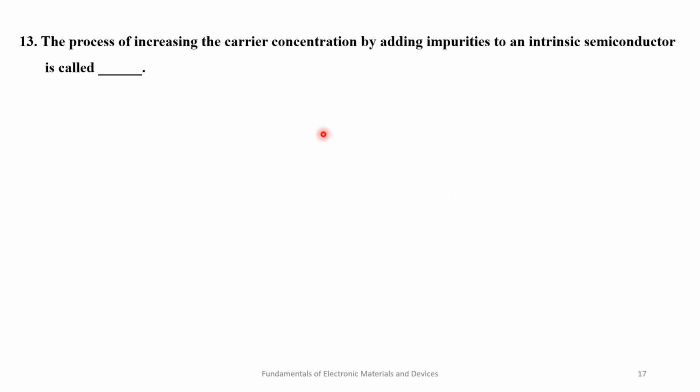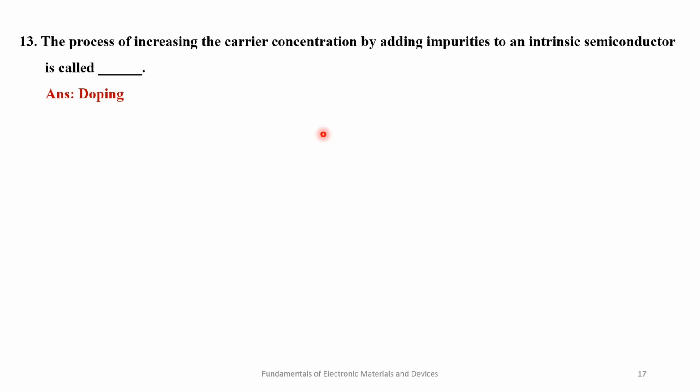Okay. So now we'll move on to a few logical questions again. The process of increasing carrier concentration by adding impurities to an intrinsic semiconductor is called dash. It's a very direct question. Doping. Yeah.